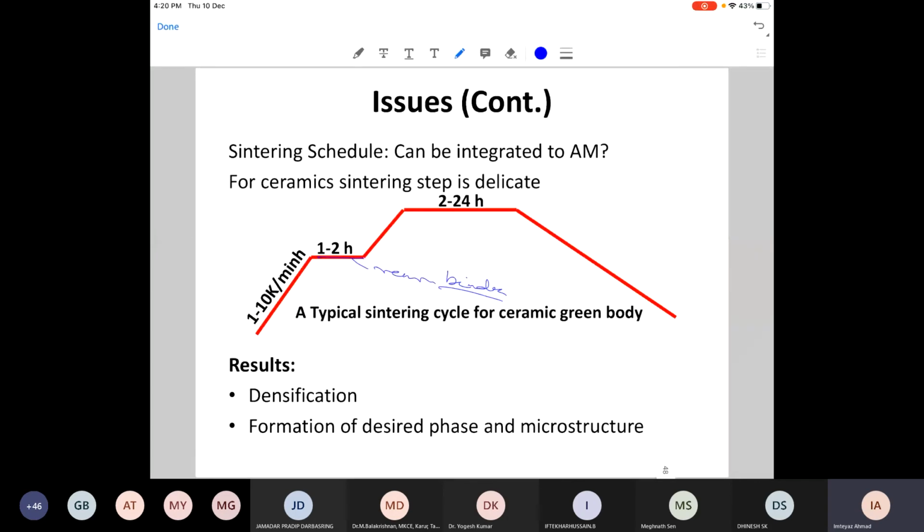Sometimes they form new phases. Sometimes there is a phase transformation. So all those things have to be attended to. Otherwise, if there is a phase transformation, your material can crack. It can deform due to volume changes. So designing of sintering schedule has to be done for your product. That's a very important issue.